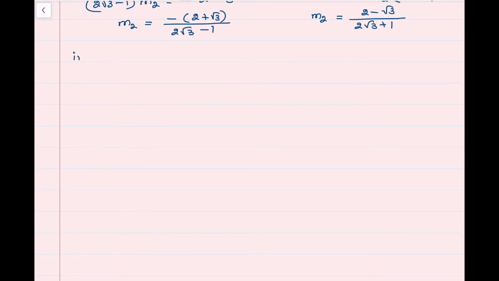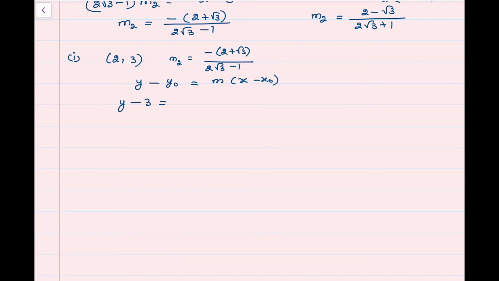Now, the first answer, the line passes through 2, 3 and the slope is minus of 2 plus root 3 divided by 2 root 3 minus 1. We will use point slope form. Y minus y0 is equal to m times x minus x0. Y minus 3 is equal to m, which is minus of 2 plus root 3 divided by 2 root 3 minus 1, times x minus 2.